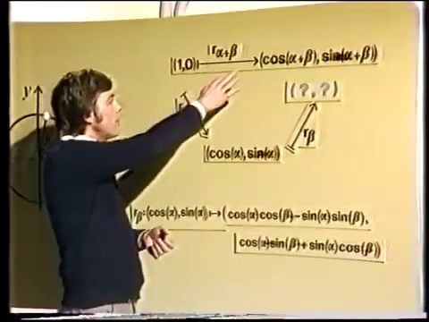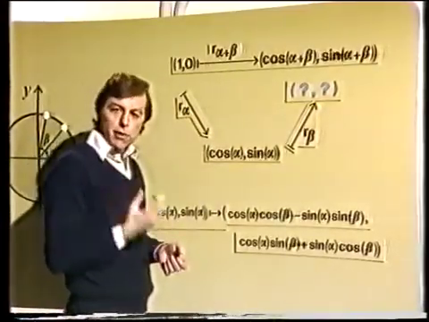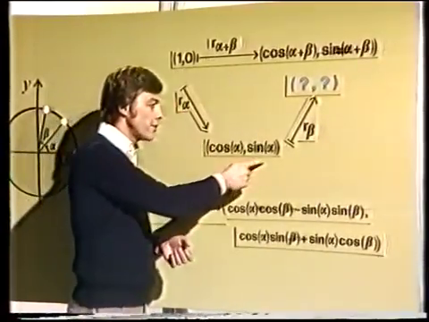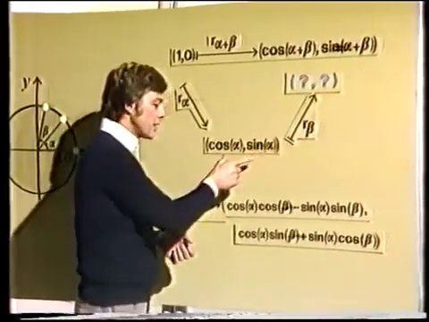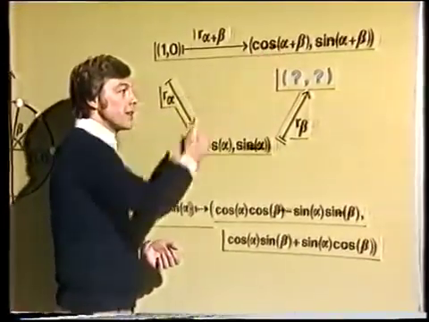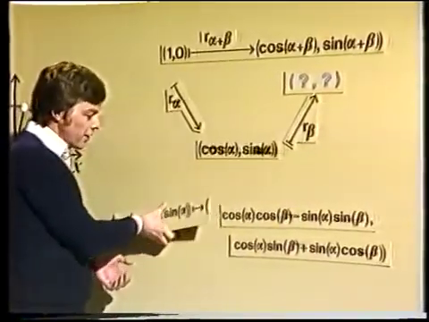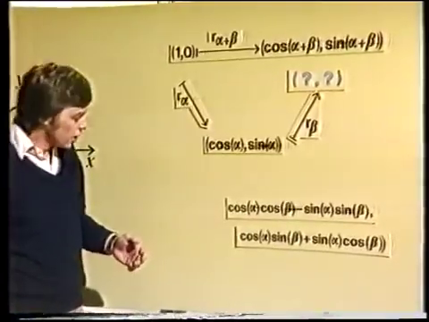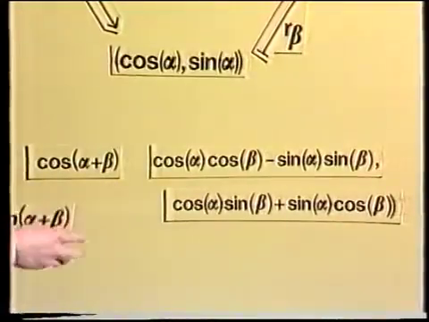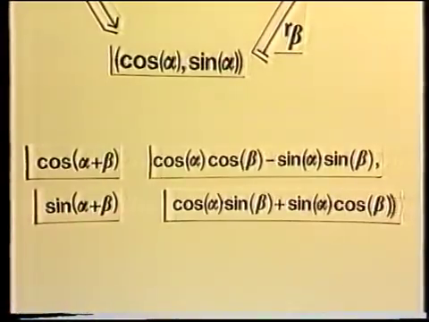The rotation r alpha plus beta takes (1, 0) to (cos of alpha plus beta, sin of alpha plus beta). But if we look at it as two successive rotations, then we see that r alpha takes (1, 0) to (cos alpha, sin alpha), and now we've seen that r beta takes that point to the point with these coordinates. But this point and this point must be the same, so the coordinates must be the same. So that means that the first term here must simply be cos of alpha plus beta, and the second term, well, that must just be sin of alpha plus beta. And that gives us the formulae that we're looking for.